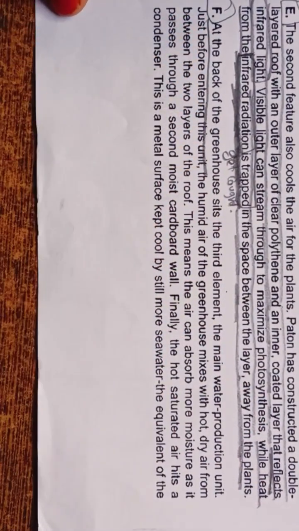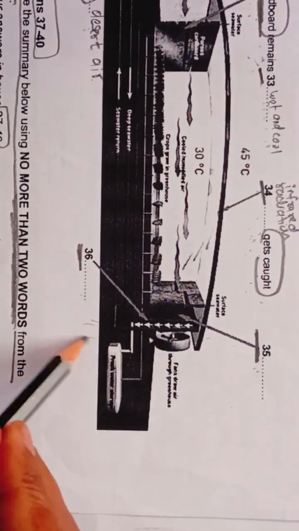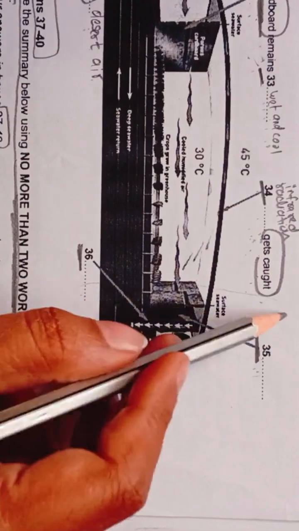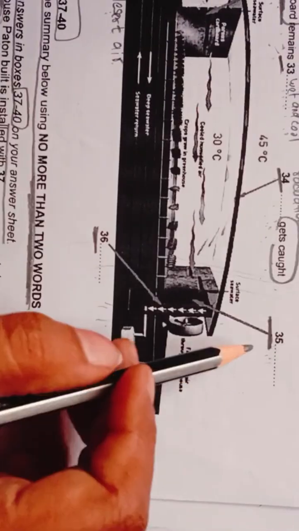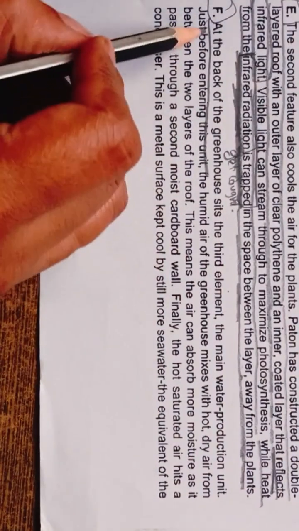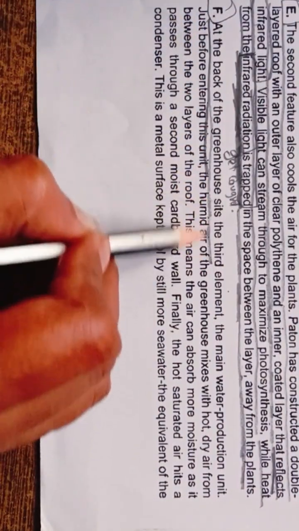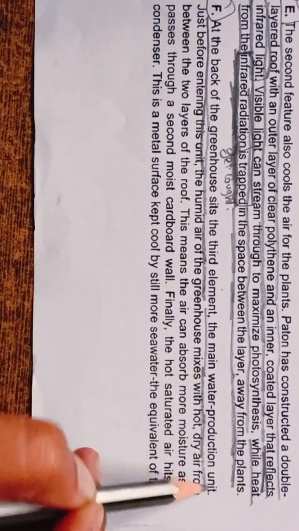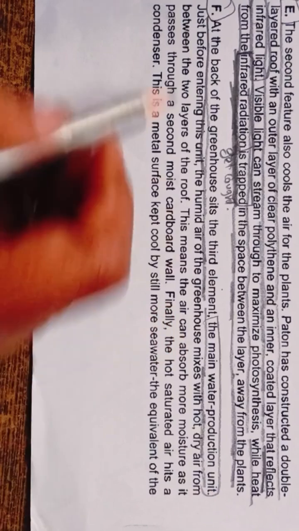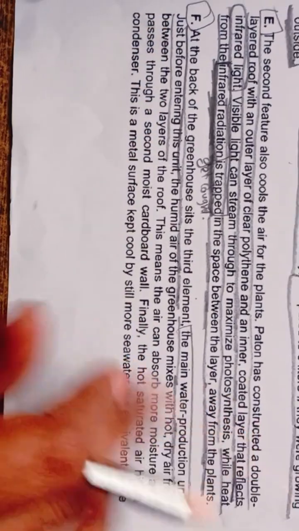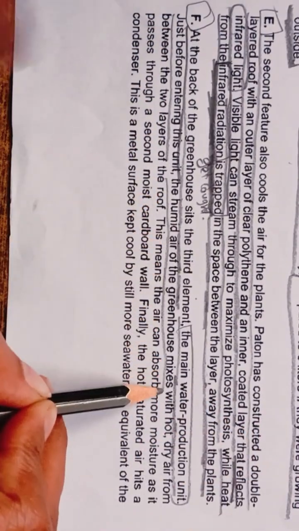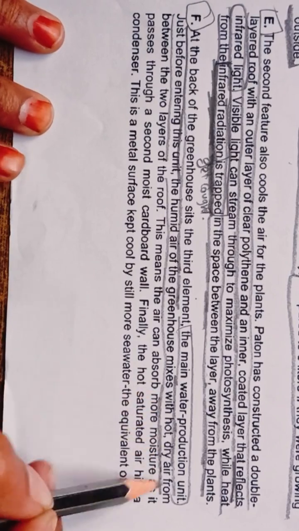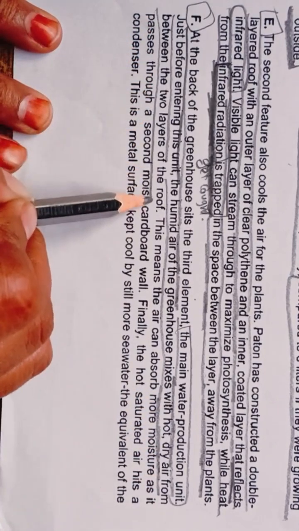At the back of the greenhouse means they are talking about this. This is the back of the greenhouse. So they are talking about this compartment. So we will find our 35 number and 36 number answer here. So at the back of the greenhouse sits the third element. The main water production unit. Just before entering this unit, the humid air of the greenhouse mixes with hot, dry air from between the 2 layers of the roof.